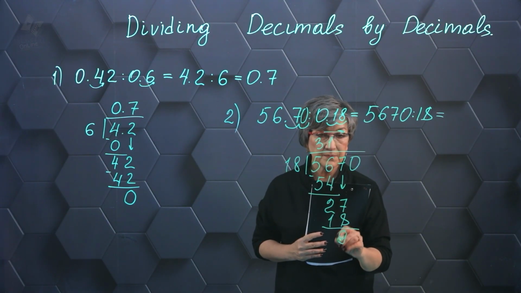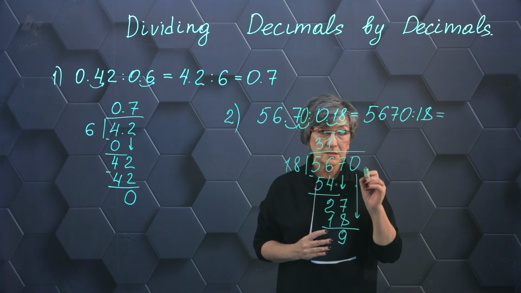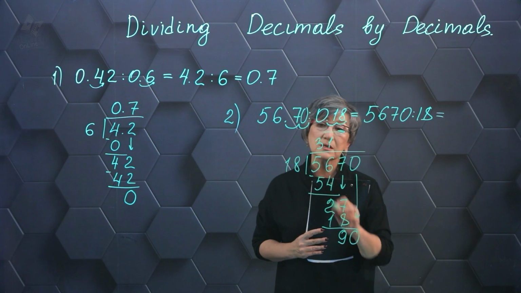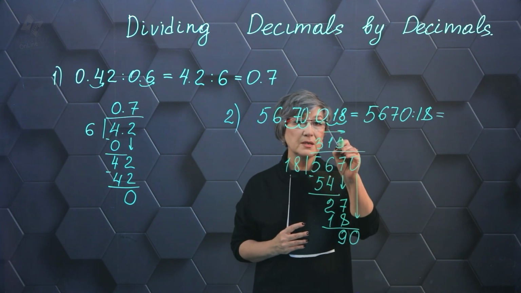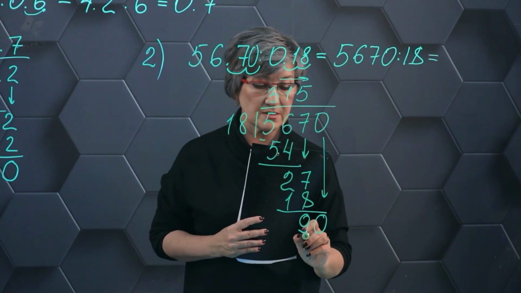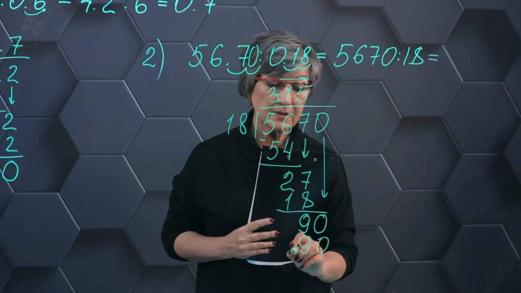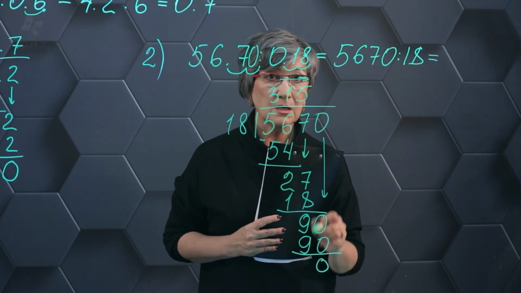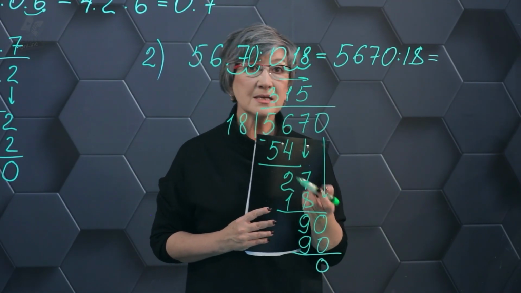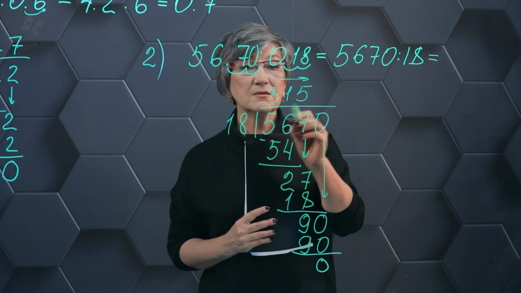I still have a 0 available, so I bring it down and get 90. Dividing by 18 gives 5, and multiplying 18 by 5 gives 90. The remainder is 0. Therefore, our division is complete. So I write down the answer is 315.